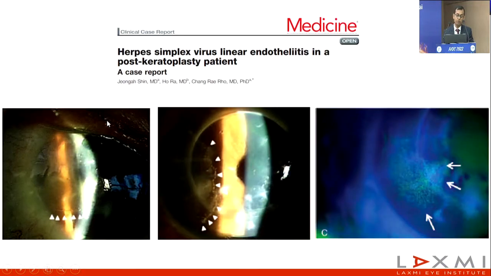In a beautiful case report by Ashwin et al., they saw the presence of herpes simplex linear endothelitis in a post-keratoplasty patient, and we can see how the KPs are starting from the host cornea and going on to the graft, and a distinct area of KPs is seen and underlying endothelitis along with the stromal edema as well.